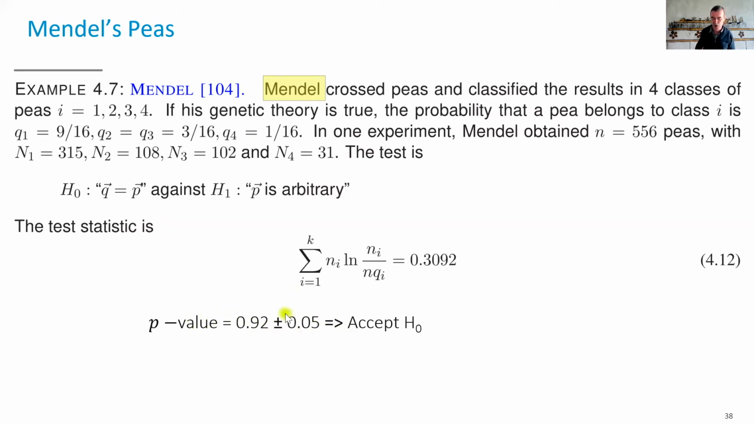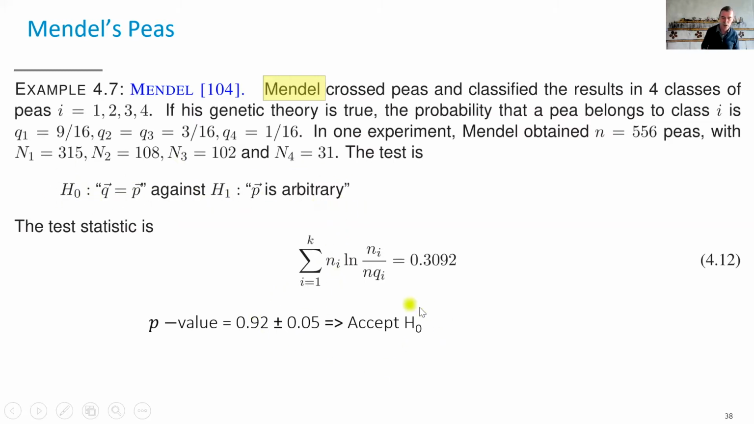And I found a very large value, in fact, very close to one. Now remember, when the p-value is small, we reject H0. Here, the p-value is very, very far from small. So we accept H0. We decide that this theory is valid.